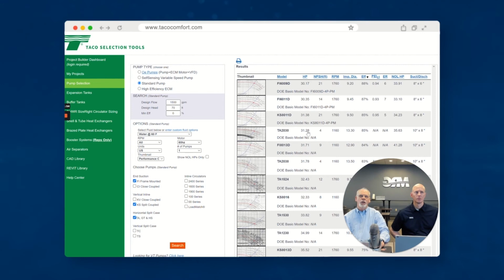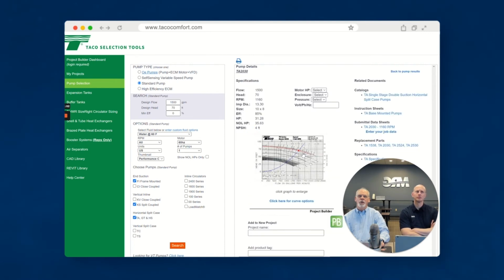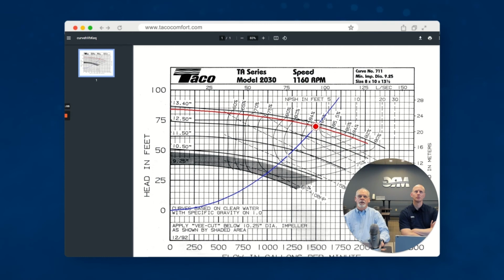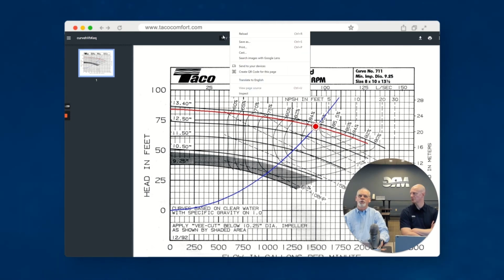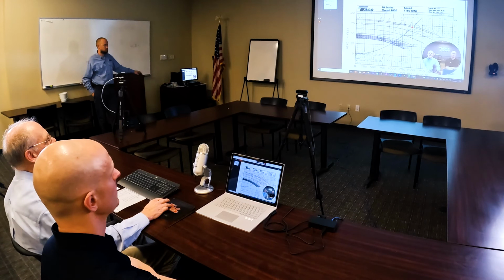All right, what I want to do, it shows this TA pump here of a 2030 pump. And it shows it up here in a good efficiency. But it also shows it at 1160 RPM. 1160 RPM motors are more expensive. It's also up here on the top part of the curve. I wouldn't select this one because of two things. One is the motor selection is not one that I really like to use because of that. You can't get to where you need to be.